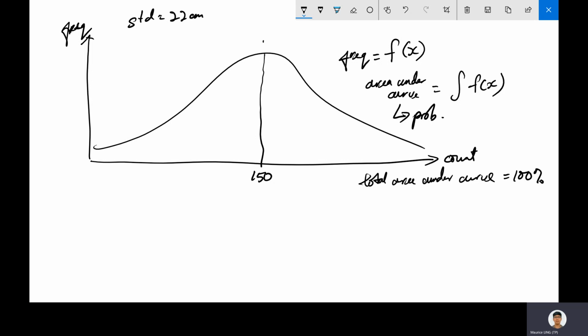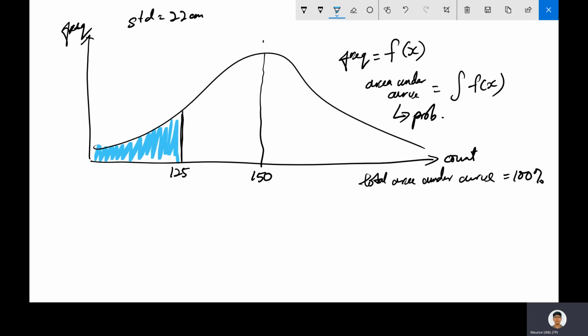Can I find out, let's say, 125? What is the probability of getting somebody that is 125 centimeters and below? That means I'm actually finding the area of my blue shaded area, the blue shaded area, basically.